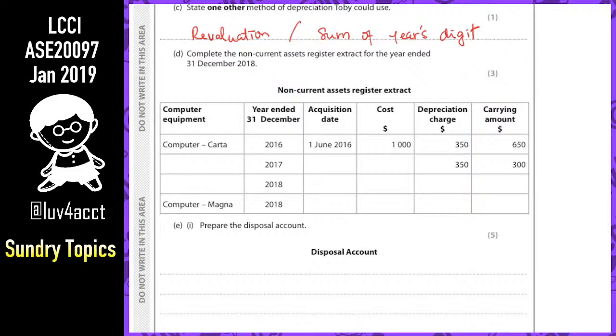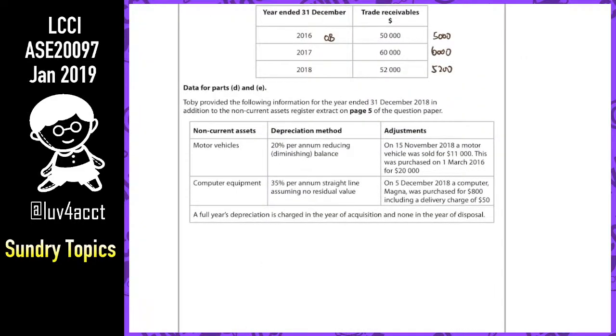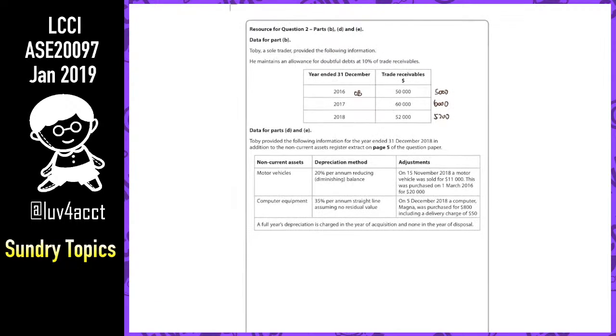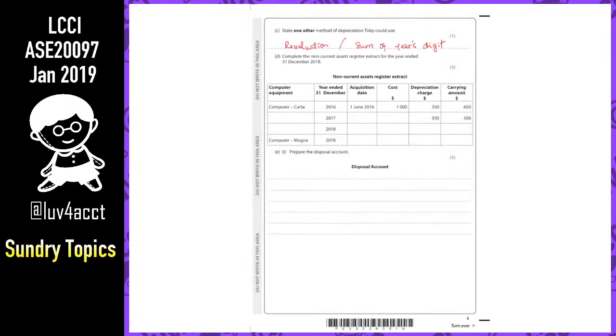Okay, computer equipment, non-current asset register. We have two computers, Carter and Magna. Let us look at the computer first. Computer, 35% straight line, on the 5th of December, year 2018. Is that last year? Which year is it now? Okay, yes, it is year 2018.